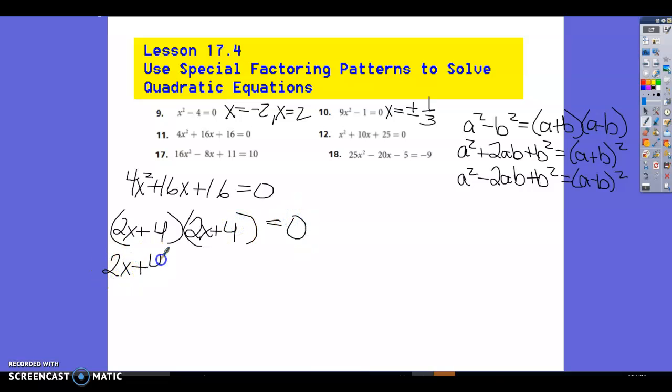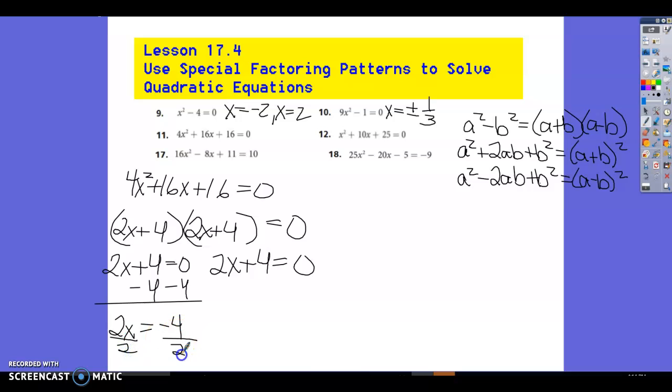Using the zero product property, we're going to set each one equal to 0 and solve. And then when I do that, you're going to see that you get the same 0 twice. So what that means, and we'll talk about this a little bit later, is that when you only have one unique answer, the parabola's vertex will be on the x-axis. So for number 11, we're going to get x equals -2.